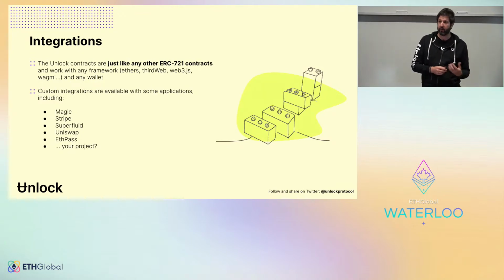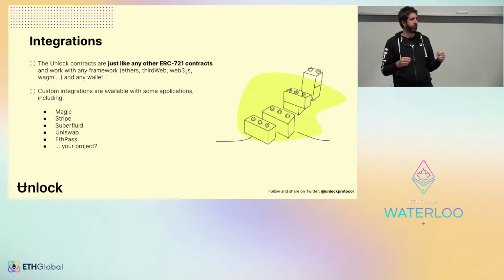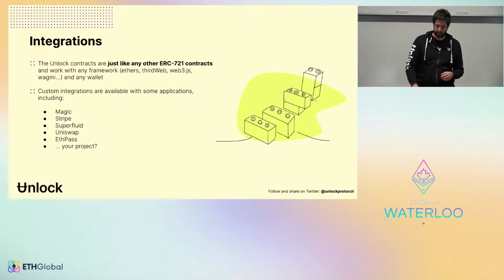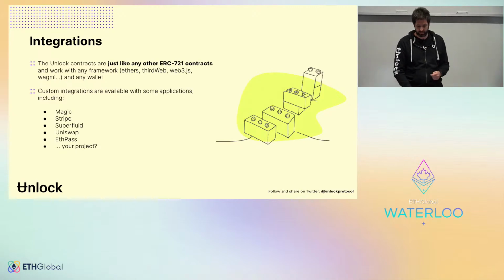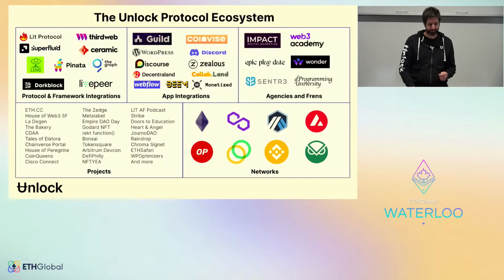Custom integrations are available in some applications. We have, for example, a WordPress plugin that's actually pretty cool. We have integration with Magic, so you know the wallet provider here. With Stripe for the credit card, with Superfluid, with Uniswap, and a bunch of other things. We'll go through there. And if you build something cool, let us know. We'd love to feature these integrations on our end.